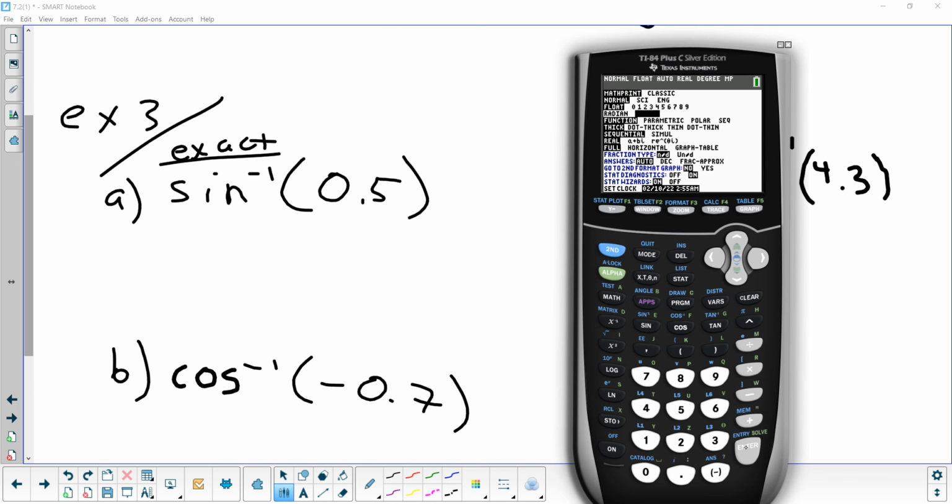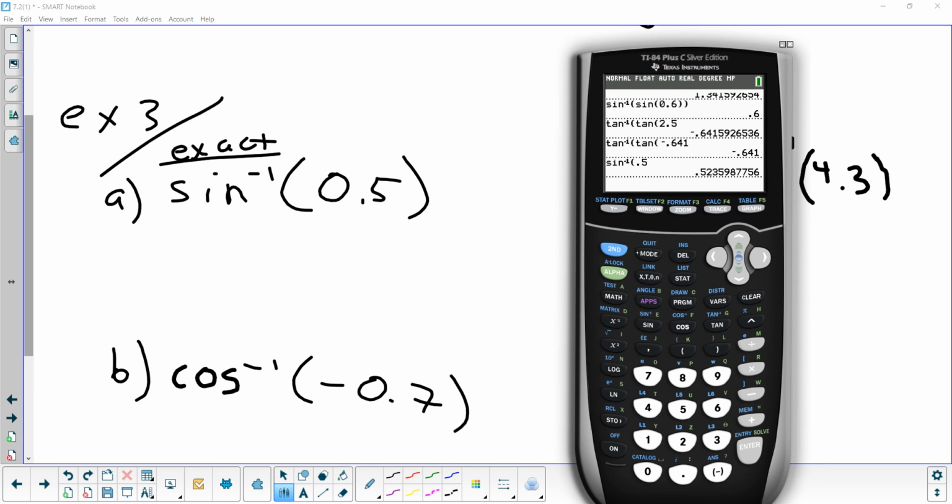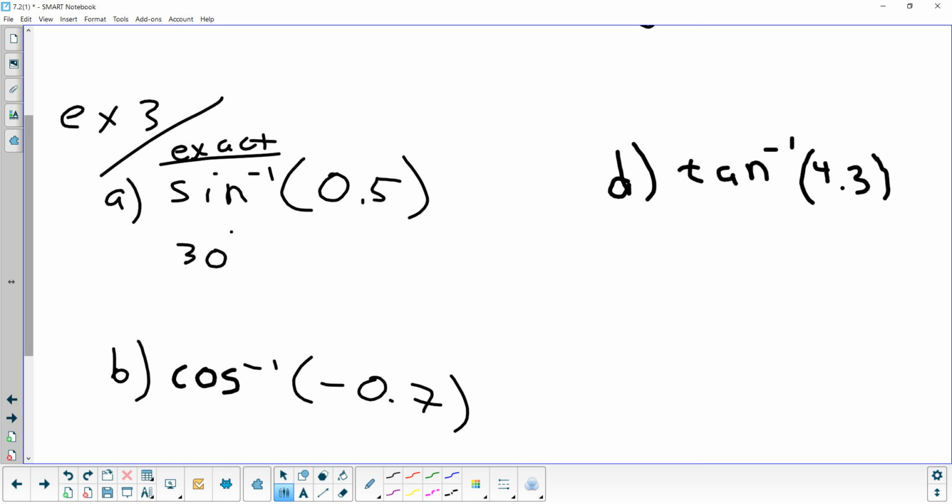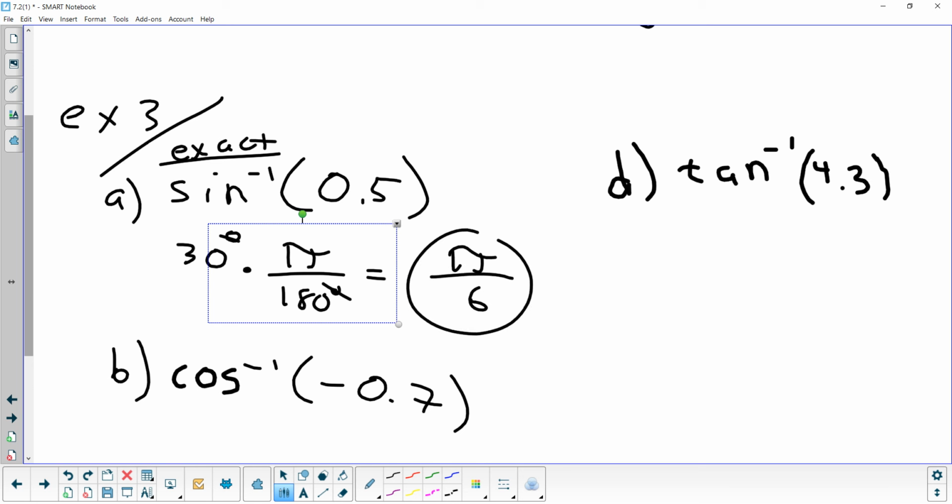If there's an exact answer, then the angle has to be a multiple of 30 or 45. That's the only way we're going to be able to figure it out. And it's exactly 30. So 30 degrees. Now, does anybody remember what you multiply by to change that to radians? Isn't it pi over 180? Yep, exactly. The degrees would cancel. And how many times does 30 go into 180? 6. That's how you get the exact answer.